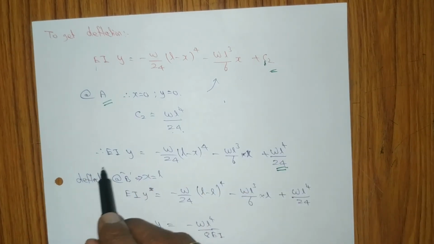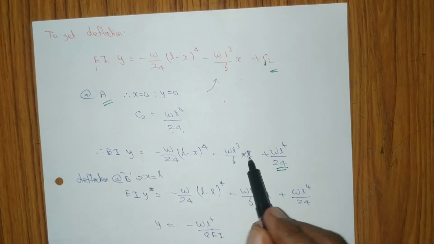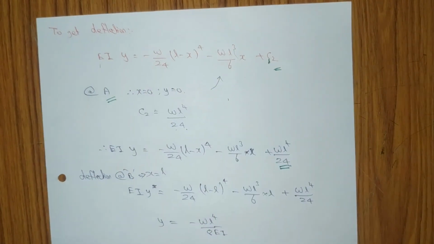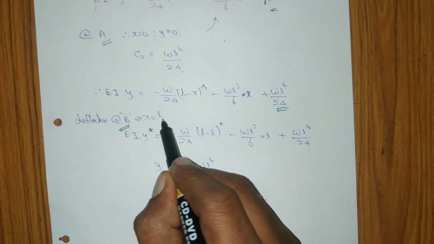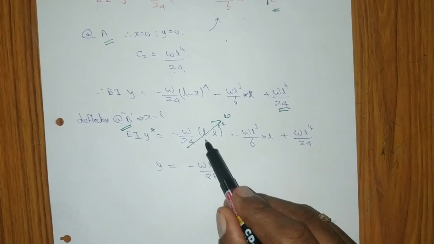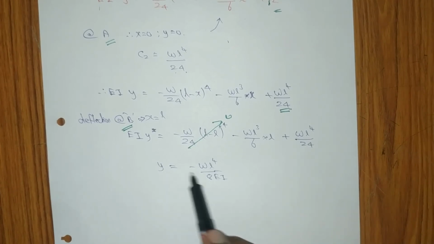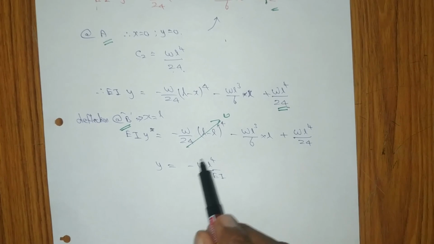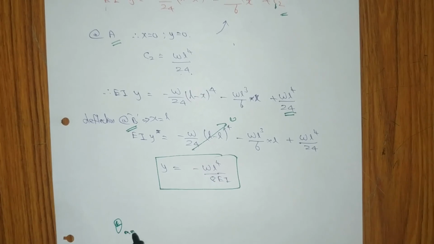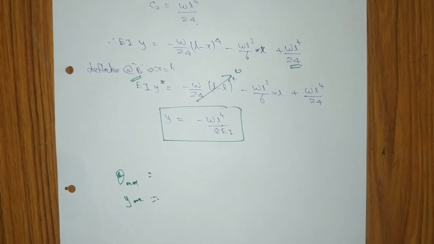You have the final equation: EI y equals minus W by 24 (L minus x) power 4 minus W L cubed by 6 into x plus W L power 4 by 24. If you do this second integration, you will get all these 24 and 6 values. At point B, x will be L; replacing x with L, the first term will be 0, then L power 4 by 6 and L power 4 by 24. If you resolve this, y equals minus W L power 4 by 8 EI. So we identified theta and y max for all the cases, right? So we are done.